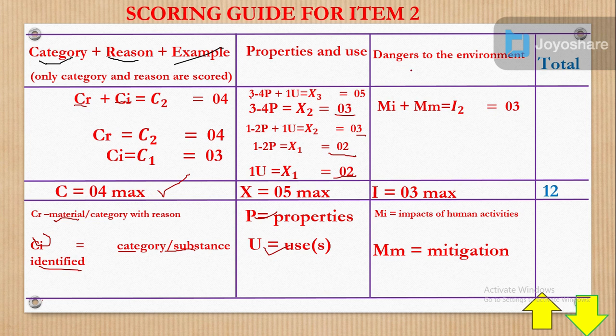Now we must see the dangers to the environment. Of course, we know that in chemistry, each time we see a danger, we must be there to solve it. So here will be MI and we have MM. MI means impact of the human activities. You identify the impacts of human activities. Then MM is a mitigation, the way we can solve. For example, the danger is that quarrying may lead to soil erosion. How can we solve that? Okay, we shall be looking into that.